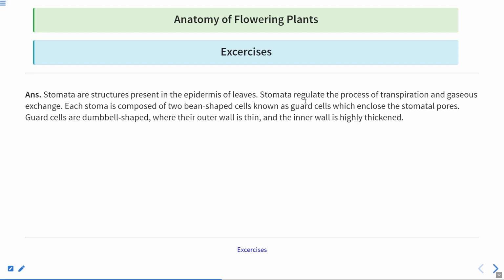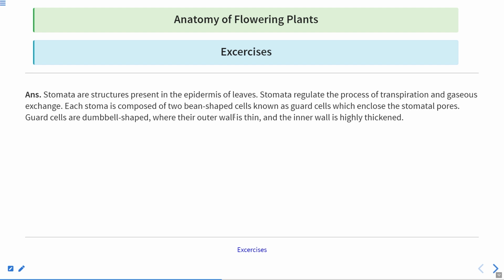So there is a suction pump which helps to absorb the water. That is another thing. We are not going to discuss transpiration, but yes, the stomata regulate the process of transpiration and gaseous exchange. Now each stoma is composed of two bean-shaped cells.